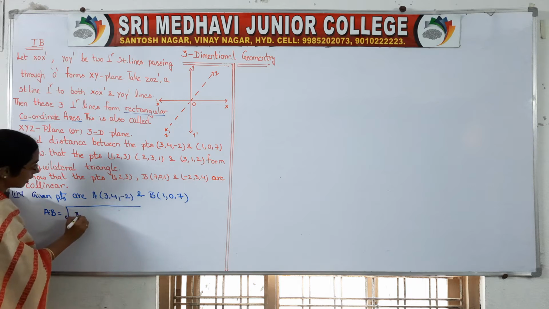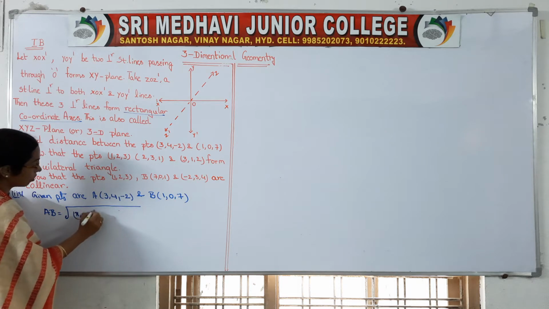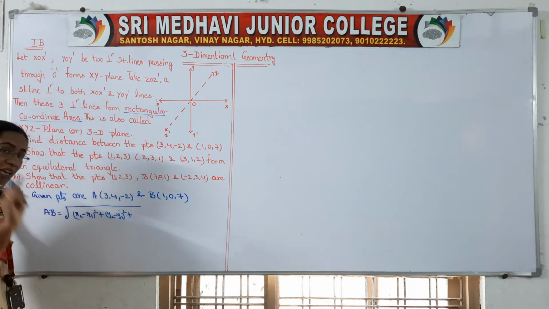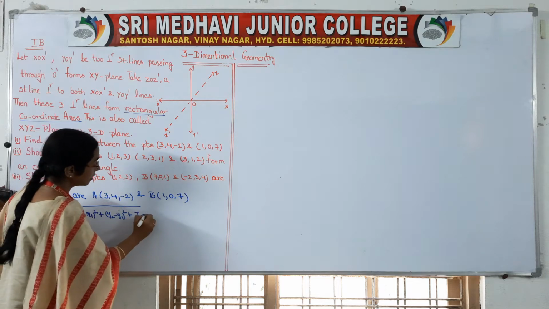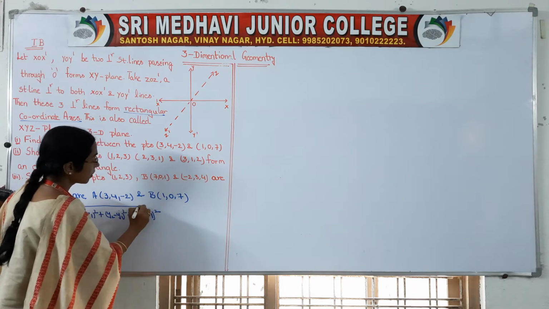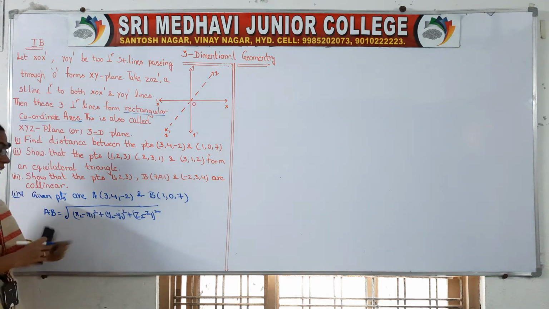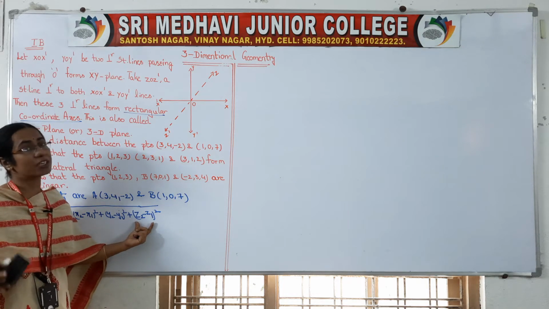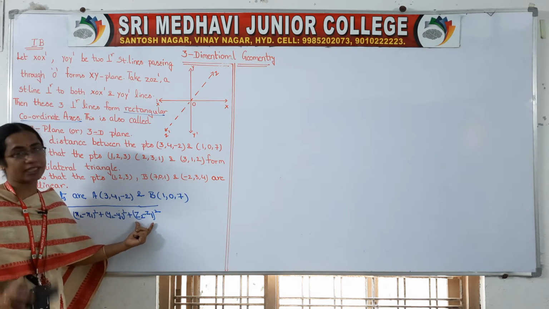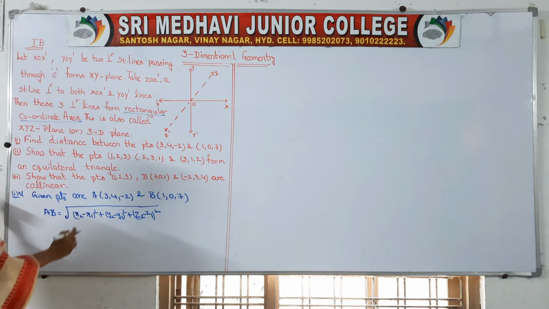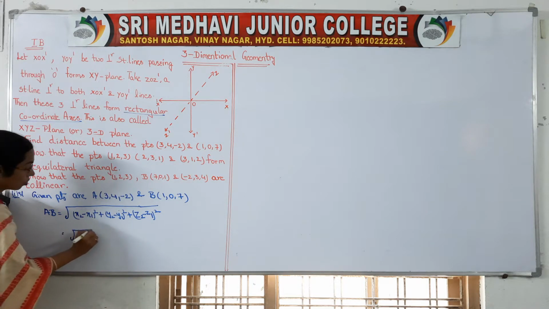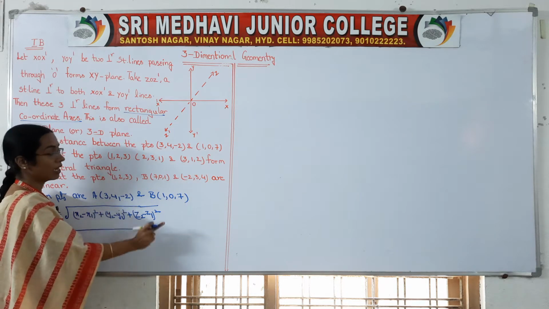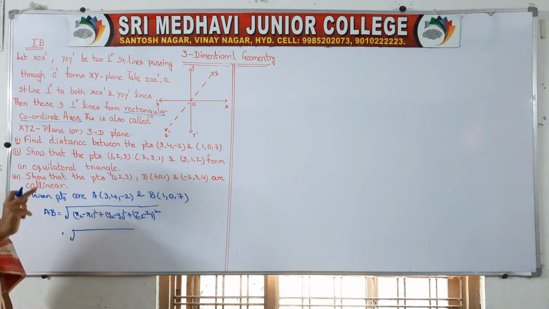In 2D, the distance formula is the square root of (x2 minus x1) whole square plus (y2 minus y1) whole square. In 3D you will have the z term also, that is (z2 minus z1) whole square. So it is just like your 2D formula, the only extra thing is the z coordinate term in 3D. Okay, so if we take this, consider A points as x1, y1, z1 and B points as x2, y2, z2.